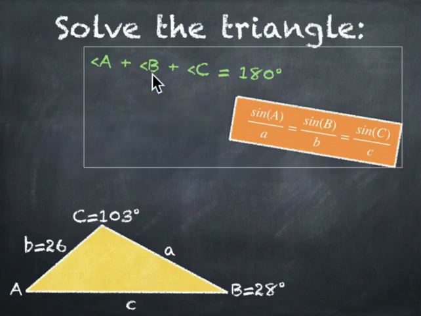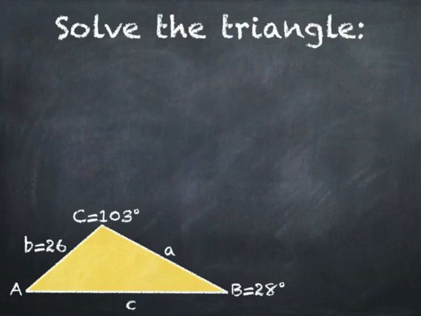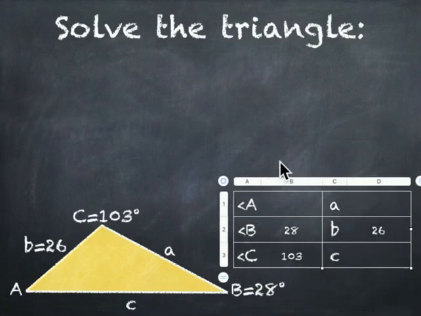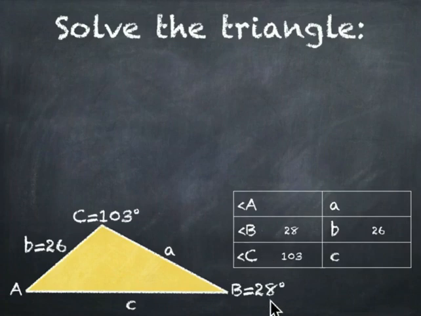Can't use it. This equation is true. All triangles have their angles add up to 180. And the law of sines is also true, because that's true for any triangle. So those are the equations we'll have to work with today. Let's organize our work in a table like we've done before. And so I know that angle B is 28 degrees. I know angle C is 103. I know side B is given to us as 26 units long.